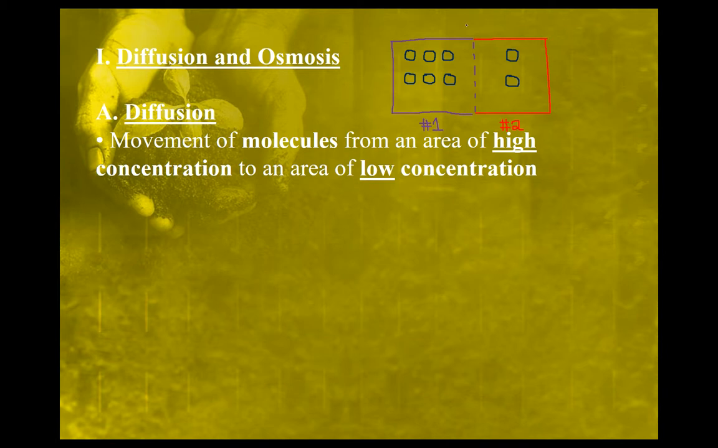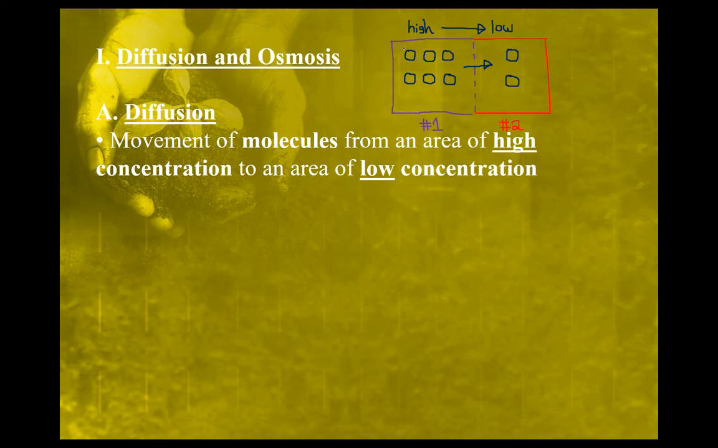Okay, so I have these 2 areas, these 2 classrooms. One area has more students in it, so I would call it the area of higher concentration. And then this other classroom only has 2 students, so it's the area of lower concentration. Diffusion is the movement of your molecules from an area of high concentration to an area of low concentration. So you always go from high to low. Some of these students are just going to go into classroom number 2.